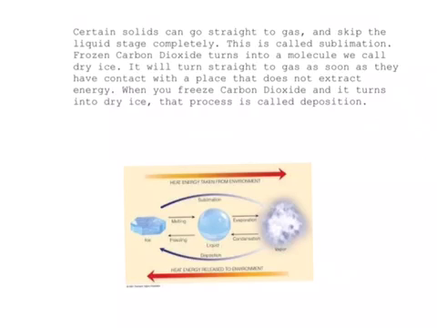Certain solids can go straight to gas, and this is sublimation. And when a gas goes straight to a solid, that is called deposition. One of the most common examples is carbon dioxide and dry ice. When you freeze carbon dioxide, deposition happens and it turns right into a solid. And when you put dry ice into everyday temperatures, sublimation happens and it turns straight into a gas.